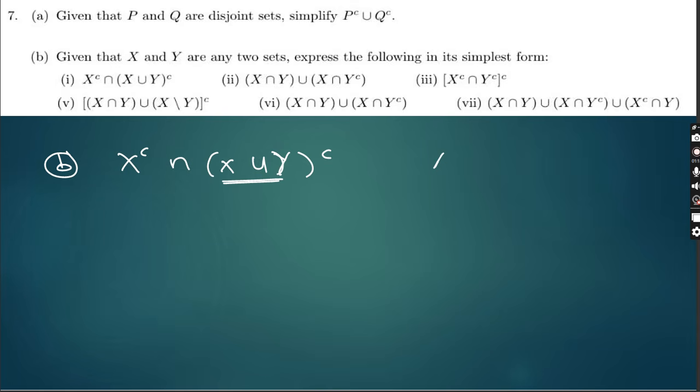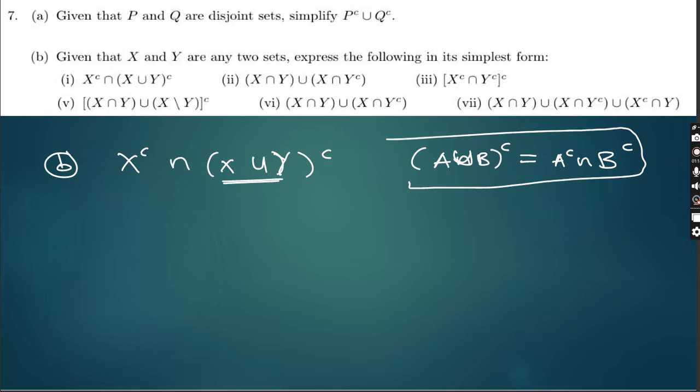De Morgan's law states that A intersection B complement is the same as A complement union B complement. Let me put union here. Okay, it is the same as A complement intersection B complement. This is what I was talking about. Know these laws, guys, and the other one I was talking about.